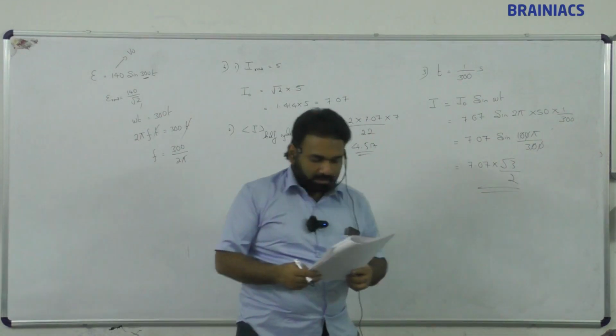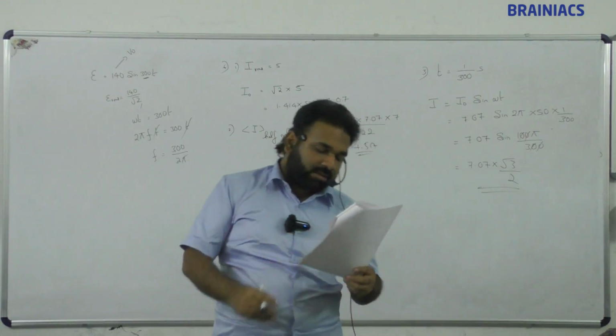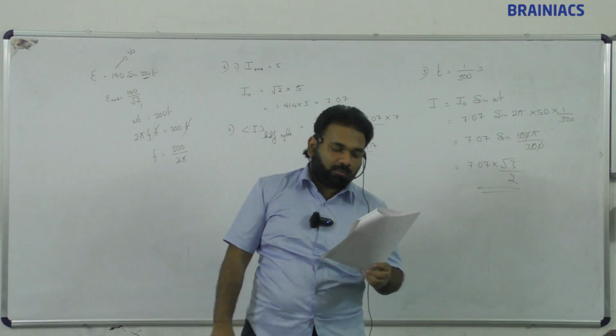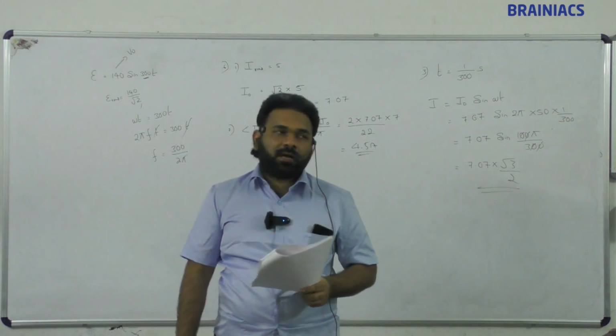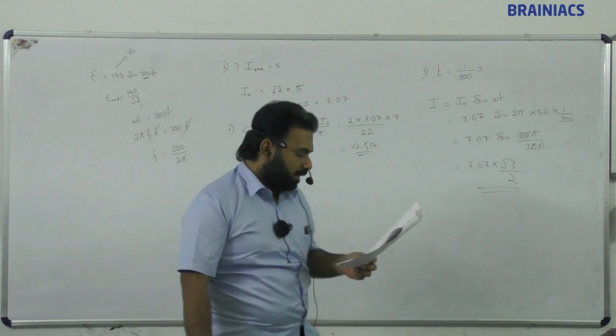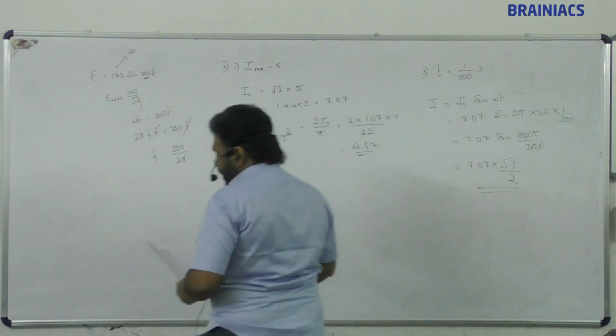Okay, next question is a resistance of 40 ohm is connected to an AC source of 220 volt 50 hertz. 220 volt is RMS value. 50 hertz is the frequency. Find the RMS current.